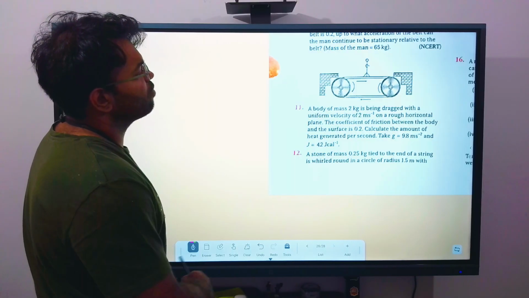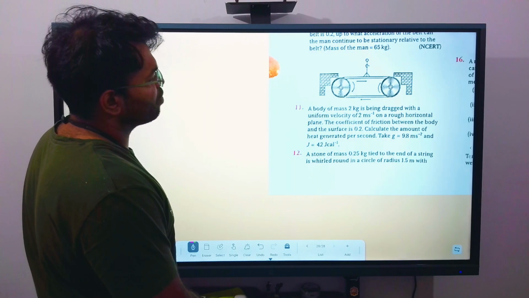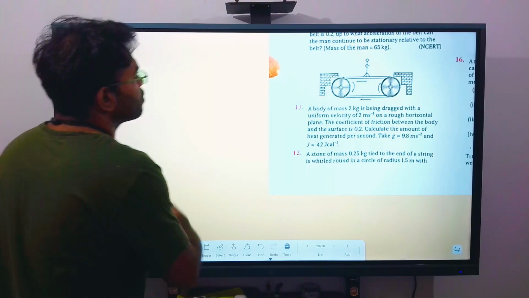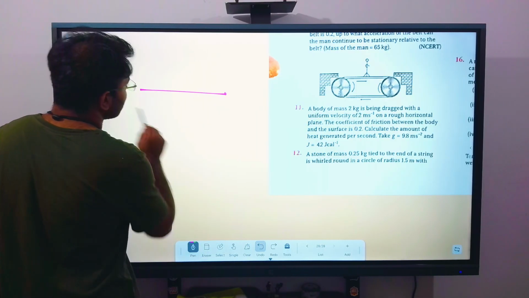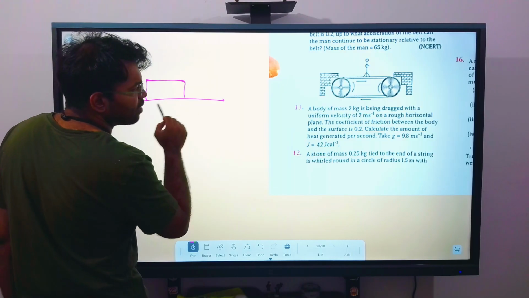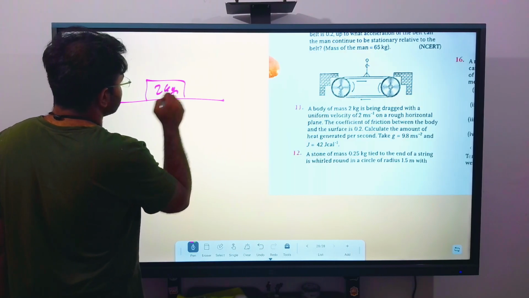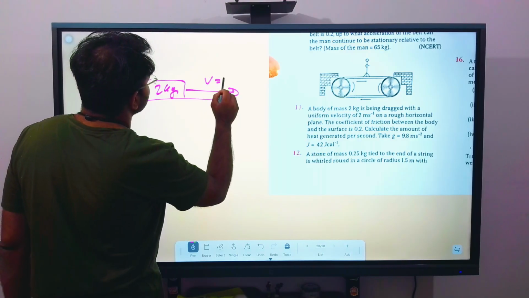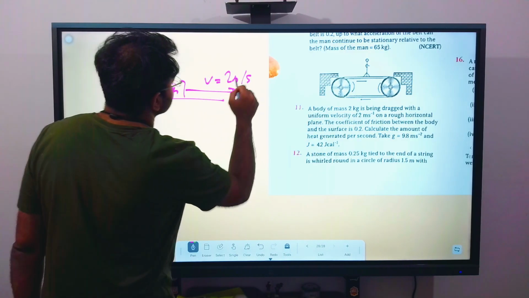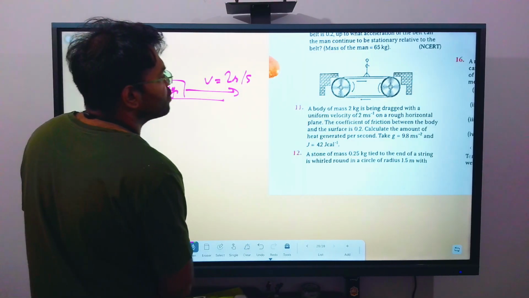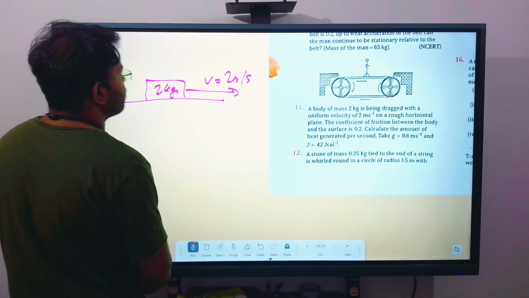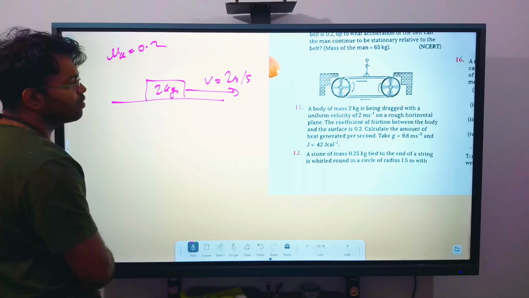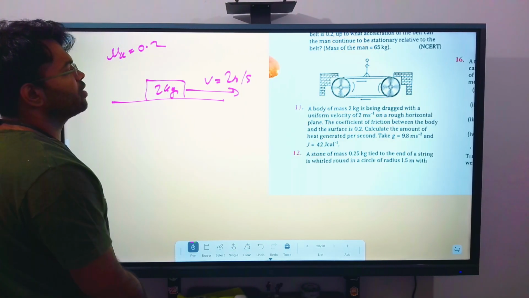A body of mass 2 kg is being dragged with a uniform velocity of 2 meters per second on a rough horizontal plane. The coefficient of friction between the body and the surface is mu of k equal to 0.2. Calculate the amount of heat generated per second.